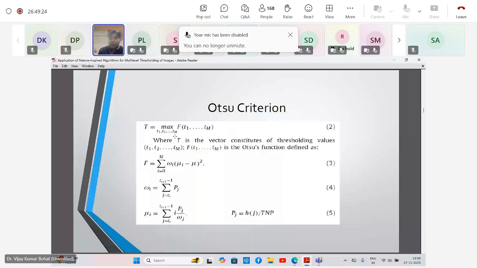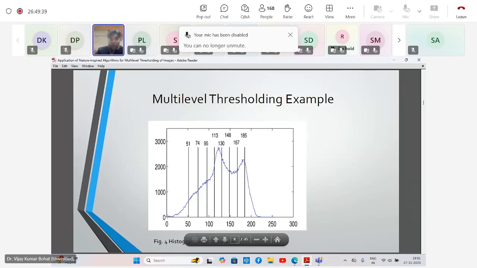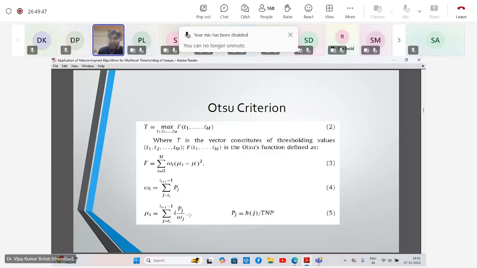The probability of a particular class means the sum over every gray level. For omega i, the formula is the sum for j equal to Ti up to Ti+1 minus 1. So where the intensity level of one class starts, like in this example, for the first class the intensity level starts from 0 up to 51. So here in this example, j goes from 0 up to 52 minus 1, that is 51, and Pj is the probability of occurrence of that gray level. How do we define the probability of occurrence of a gray level? The formula is given in equation 5.